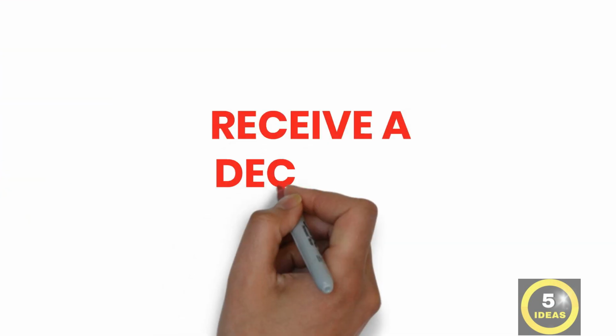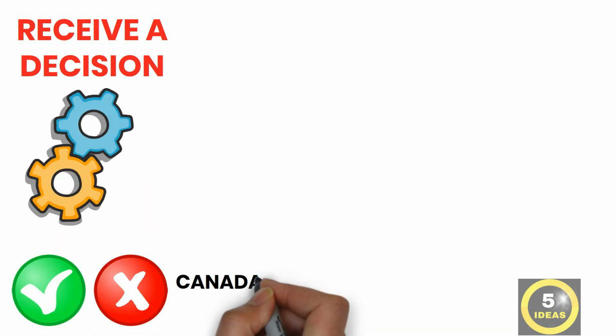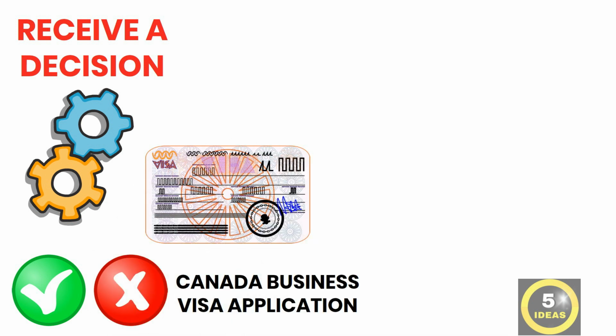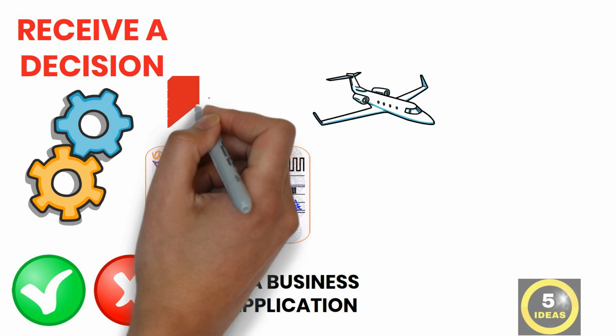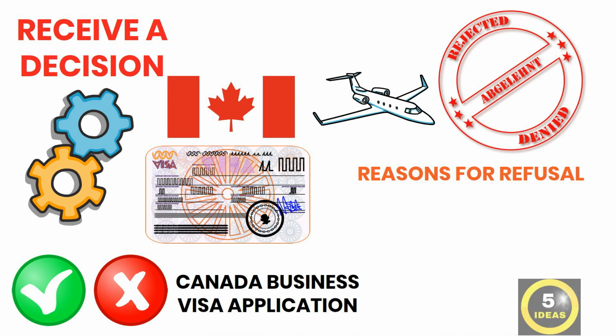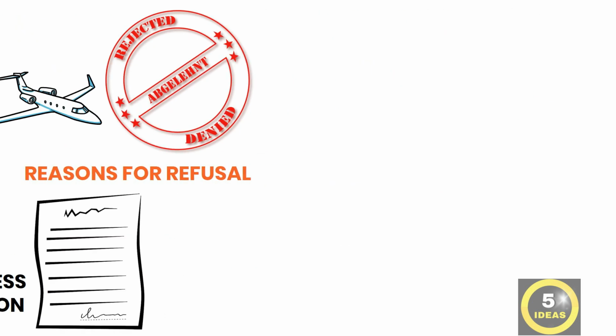Receive a decision. Once your application is processed, you will receive a decision on your Canada Business Visa application. If approved, your visa will be stamped in your passport, and you will be allowed to travel to Canada for your business visit. If your application is denied, the reasons for the refusal will be provided, and you may have the option to reapply or appeal the decision, depending on the circumstances.